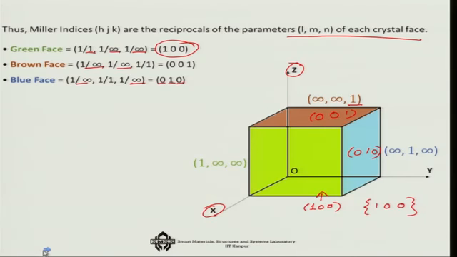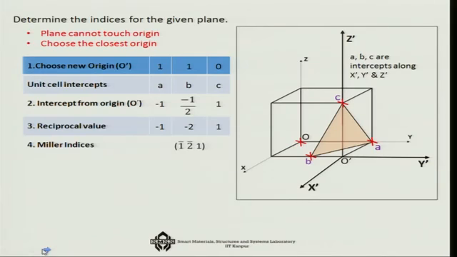So, let us go to some other problem, a little more complicated. Okay. Suppose we now have a plane as has been shown in this particular case. Now, we have to first choose the origin. Again, the plane cannot touch the origin, so that means we cannot take any of the vertices as the origin. Okay. We have to choose between O and O prime.